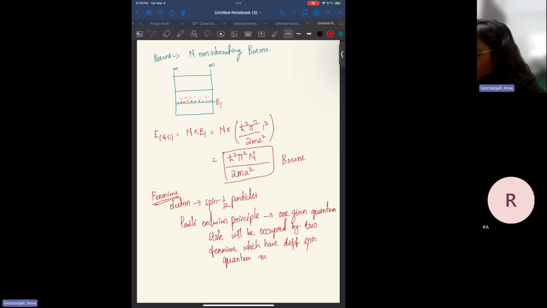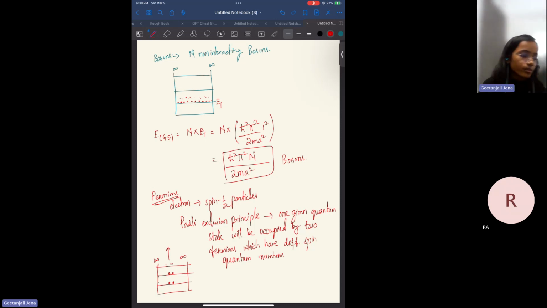Okay, so now what we have is fermions. Instead of n bosons, now you have n fermions. In this case, the distribution of energy levels is like this. The first state will be occupied by two fermions. The next state will be two fermions. Likewise, it will be filled in this manner.